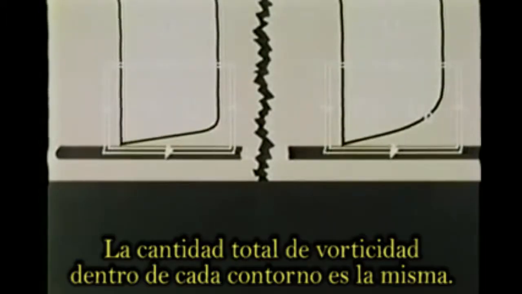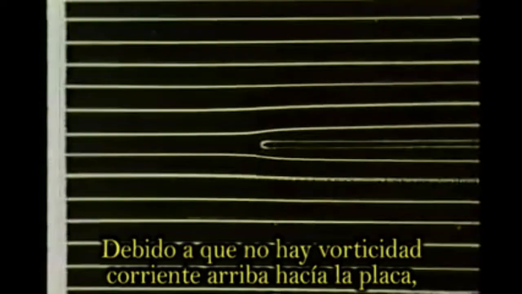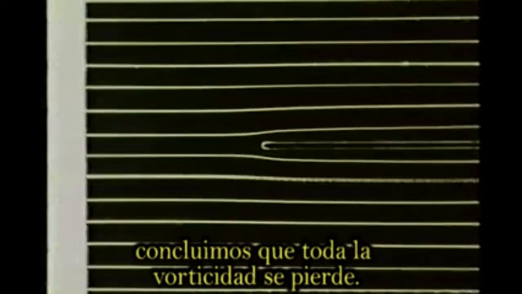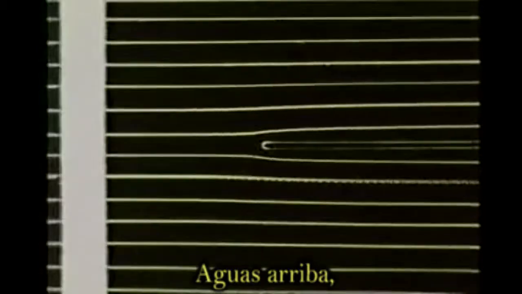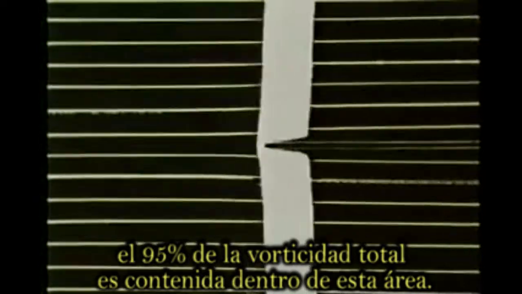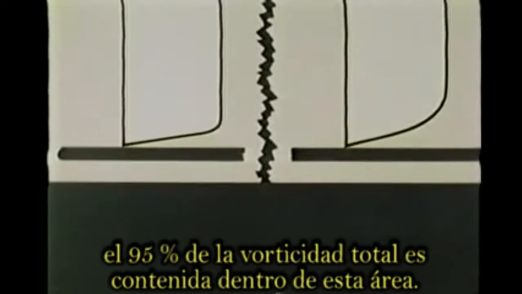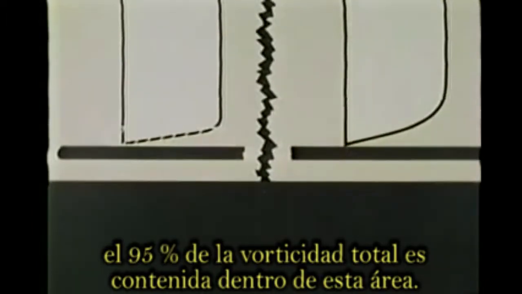The total amount of vorticity within each contour is the same. Because there is no vorticity upstream of the plate, and because the circulation per unit length along it is constant, we conclude that all of the vorticity is generated along its length. Upstream, 95% of the total vorticity is contained within this area. Downstream, 95% of the total vorticity is contained within this area.